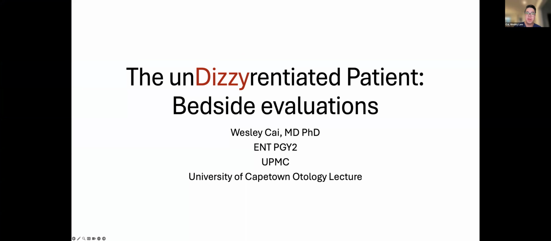Like Dr. Sura mentioned, I'm one of the PGY2s here at UPMC. I'm going to talk about bedside evaluations for the dizzy patient. I'll put out a disclaimer that a lot of this is probably very elementary for especially the fellows, but for me starting out I wanted to really understand these evaluations and the physiology behind them, so I hope it could be a good review.